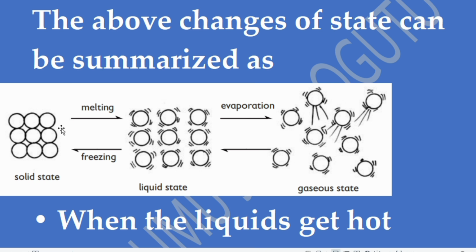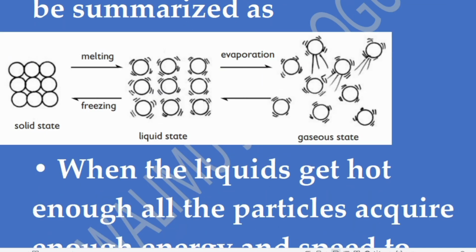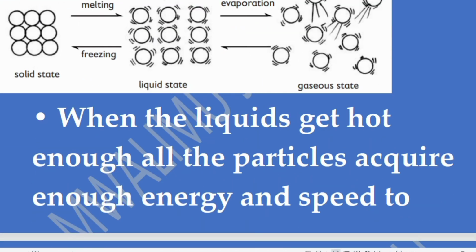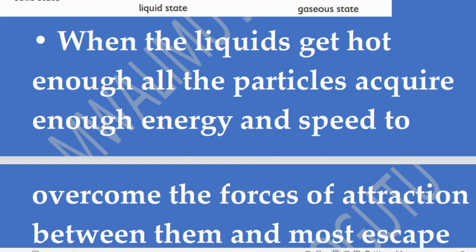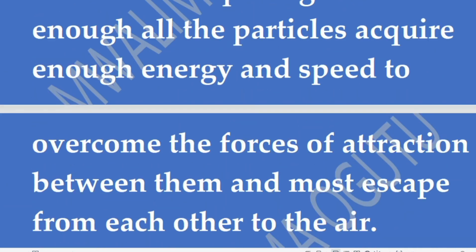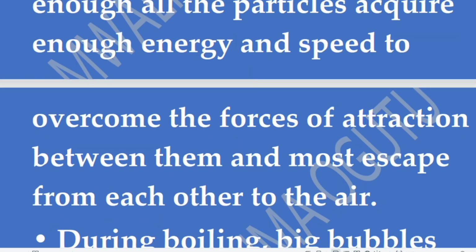So as we supply heat to the solid state, through melting, it changes to liquid. Then as we continue providing heat to the liquid state, through gaining of heat energy, the forces between the particles break, and evaporation occurs to form a gaseous state. So when liquids get hot enough, all the particles acquire enough energy and speed up to overcome the force of attraction between them, and most escape from each other to the air.